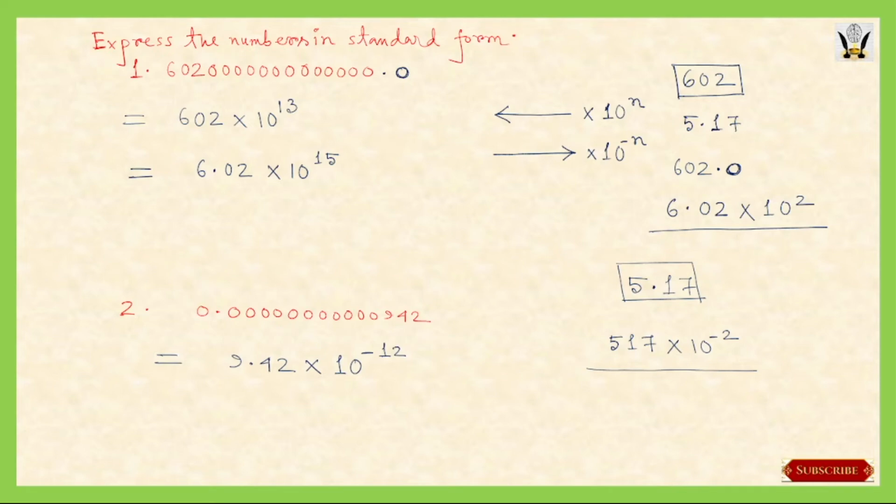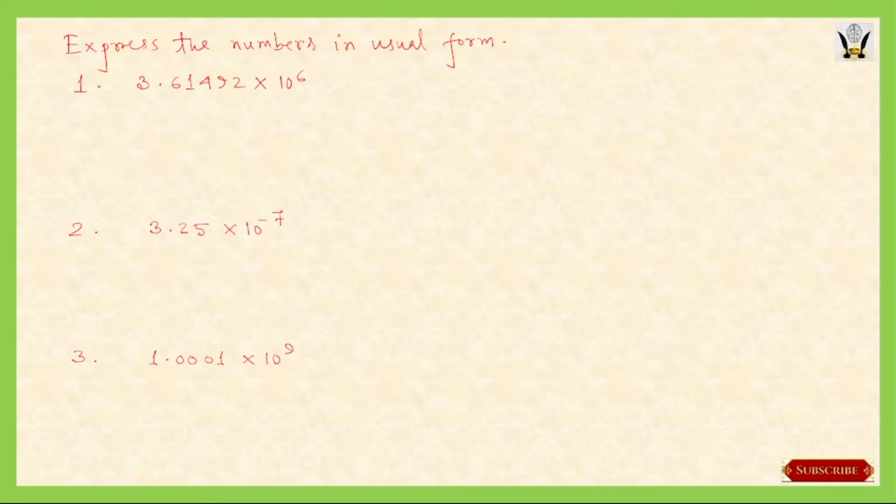Now we will solve another set of problems, where this time we convert from standard form to usual form. It is given as 9.61492 times 10 to the power 6. It is given in the standard form, and we will represent it in usual form. Usual form means this decimal point will come at the end, after the digit that we have at the unit place.